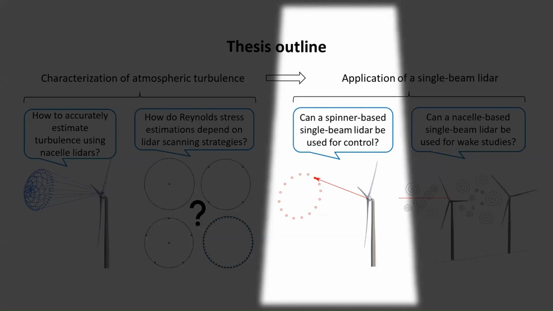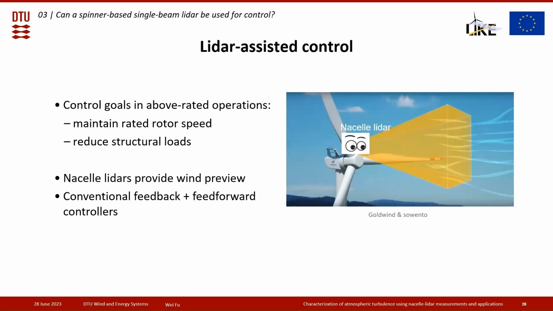Okay, now let's move on to the application part. Can a spinner-based single beam LiDAR be used for control? In the above rated operations, the wind turbine has reached its rated power, and the rotor speed is rotating at a rated value. So the control goal here is to maintain the rated rotor speed and at the same time reduce the structural load while the incoming wind is changing.